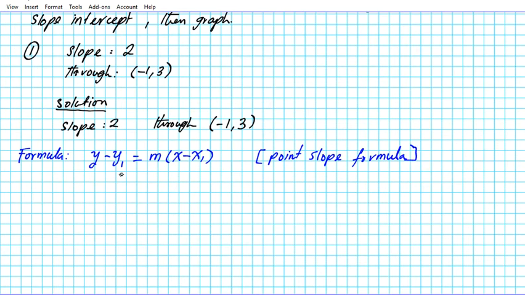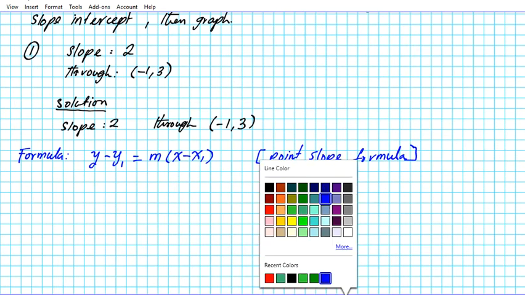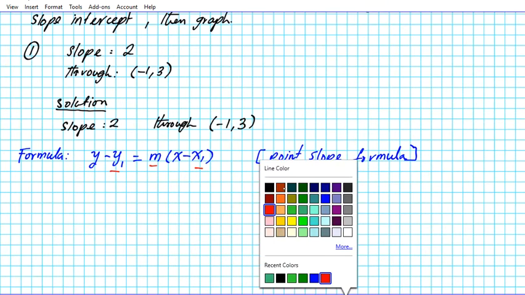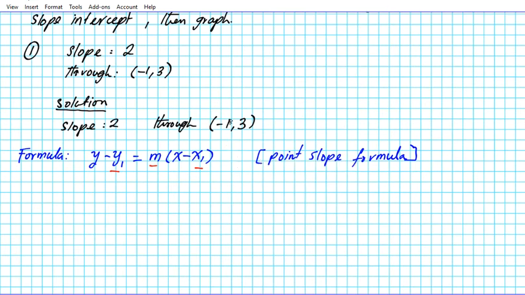Okay, so the 3 ingredients that we need are namely y1, m, and x1. So let's see what we are given and see if we need to find anything. We're given a point. This point tells us what x1 and y1 are. Alrighty, so let's write that down. x1 is -1, y1 is 3. Those are 2 out of my 3 ingredients. The last ingredient I need is the slope m, which is provided for us also. So we know that m is equal to 2.